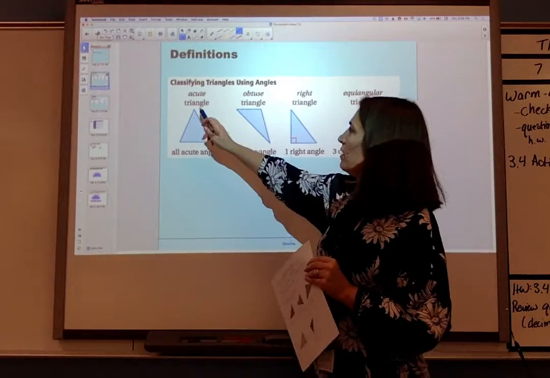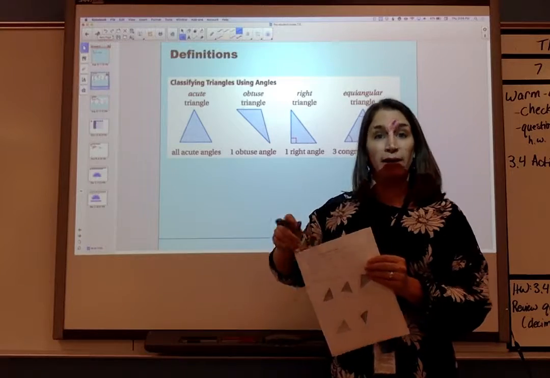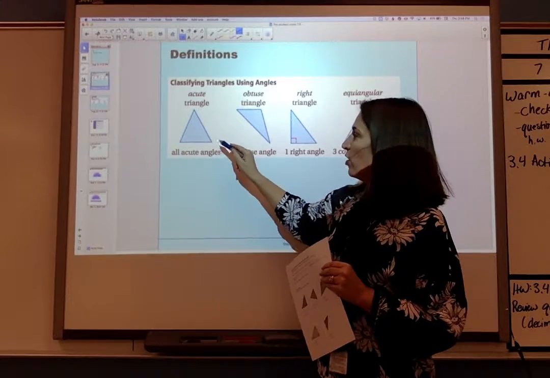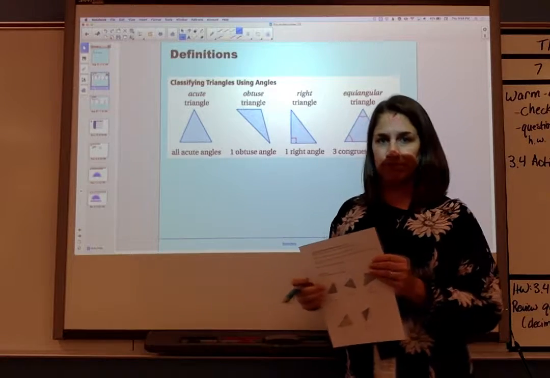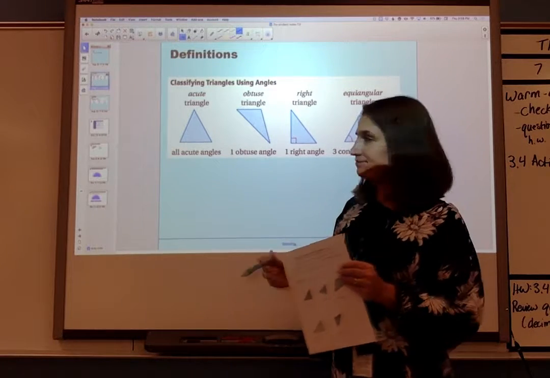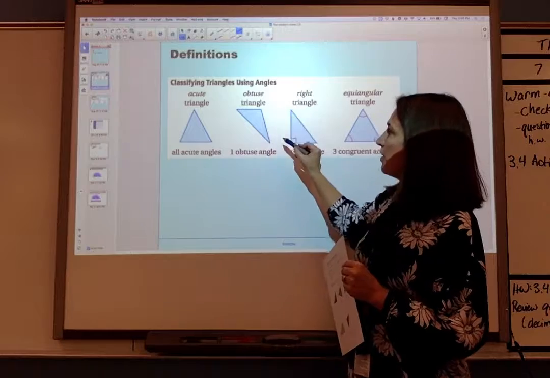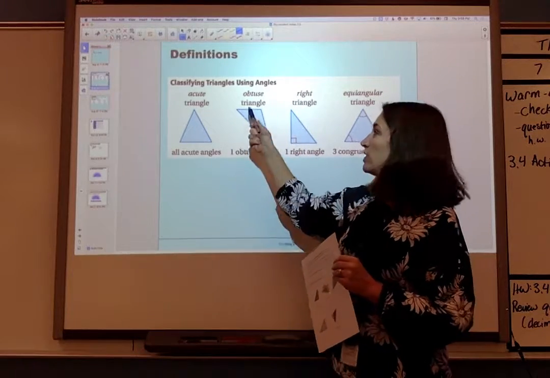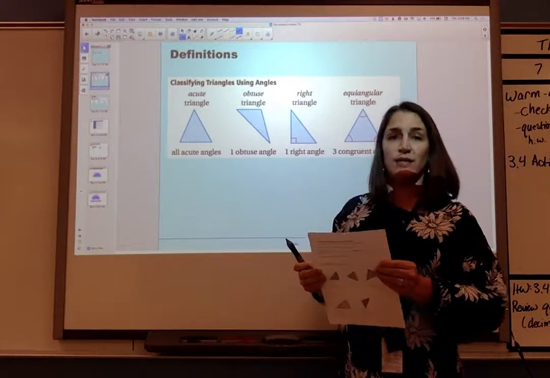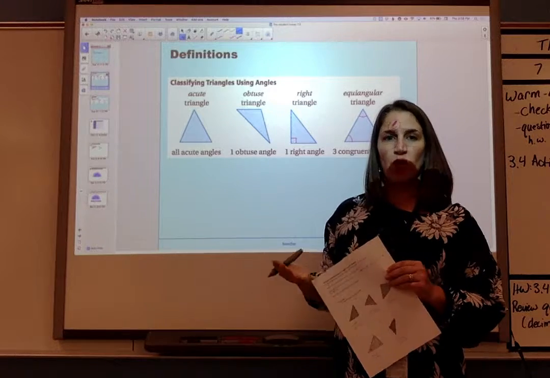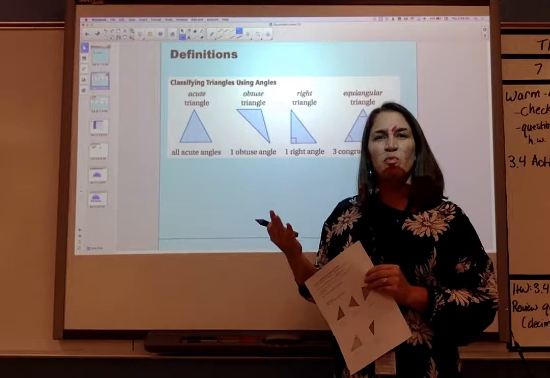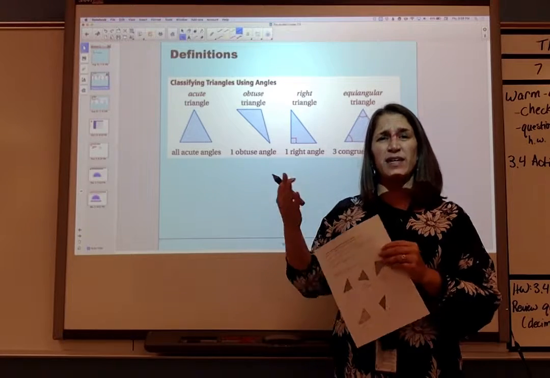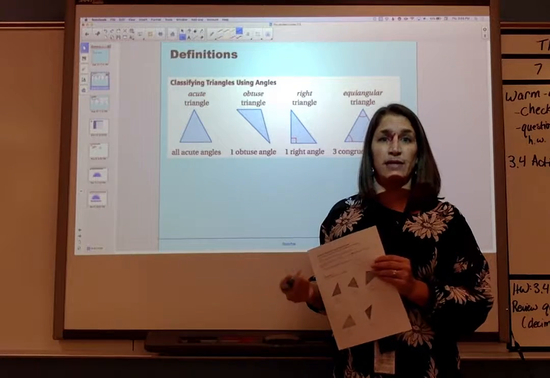An acute triangle is a triangle with all acute angles. All three of the angles are acute, less than 90 degrees. An obtuse triangle is a triangle in which one angle is obtuse. So it's a triangle with one obtuse angle. We know that a triangle can't have more than one obtuse angle because then it would add to more than 180 degrees.